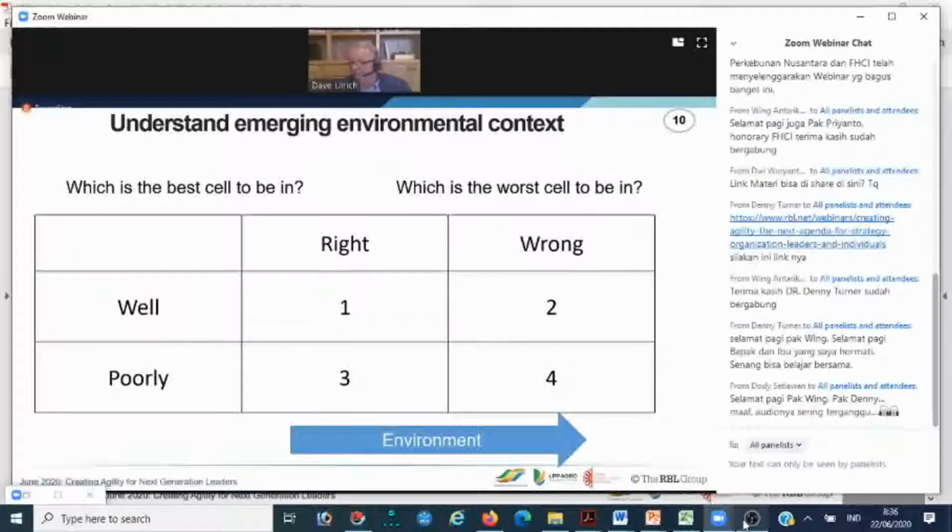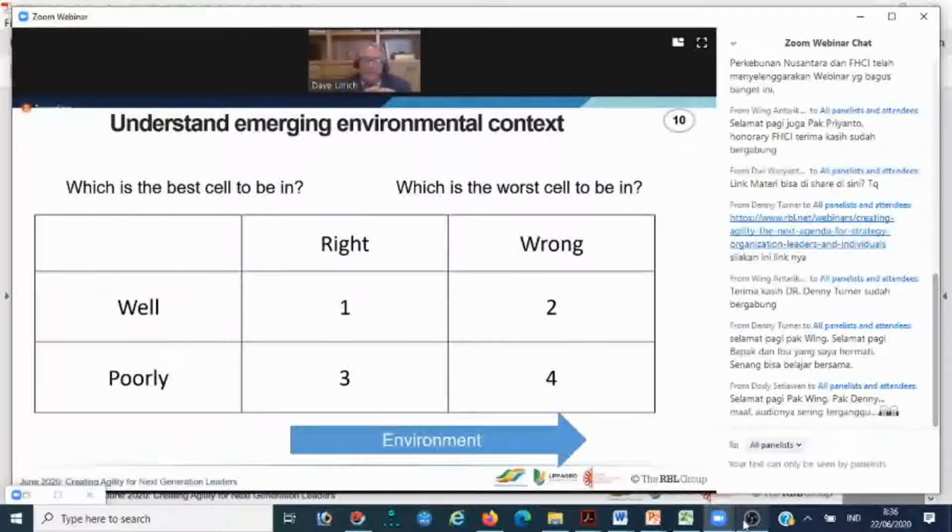So what's the worst cell to be in? 2, 3, or 4? And I won't embarrass you, Gusti or Indria as moderators, but it's interesting that if people could hold up their fingers, most people say cell 4, and I think they're wrong. I think the worst cell to be in is cell 2, and here's why. I do something very, very well, and it's the right thing to do, but the environment has changed. The world changes, and the right thing becomes the wrong thing.